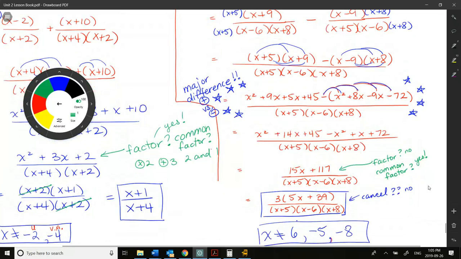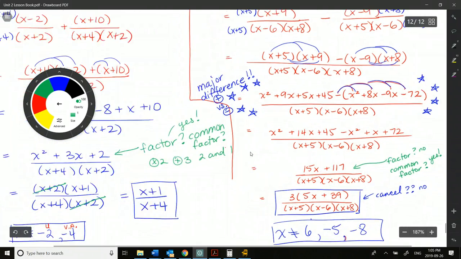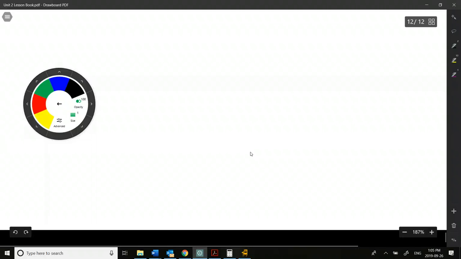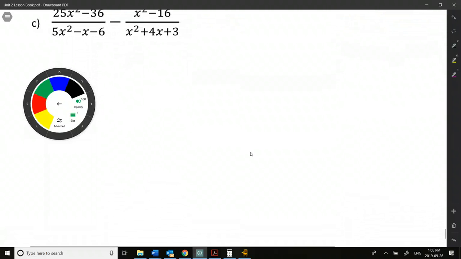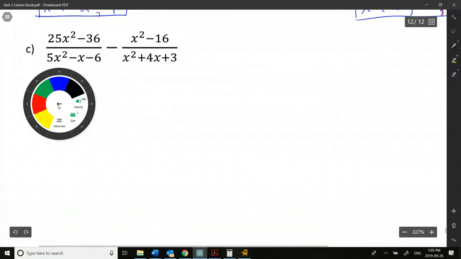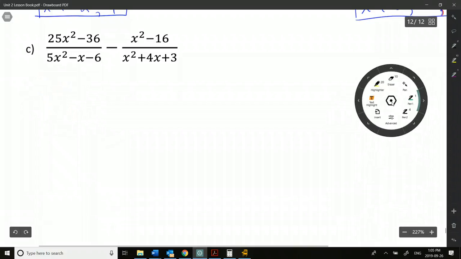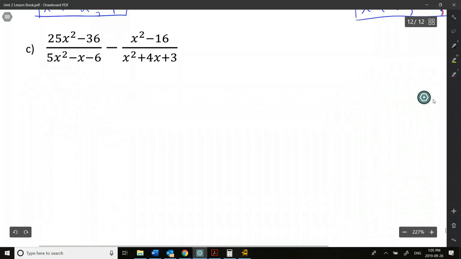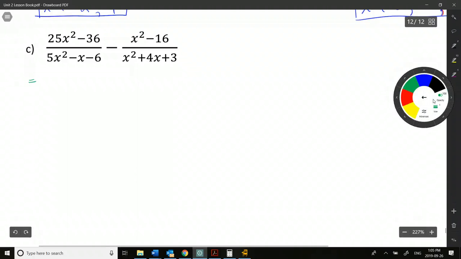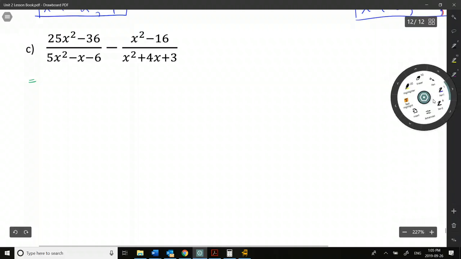Okay, can I scroll? All right, last one, and then you guys are going to do some practice. Okay, let's start by factoring and common factoring. What's 25x squared minus 36?